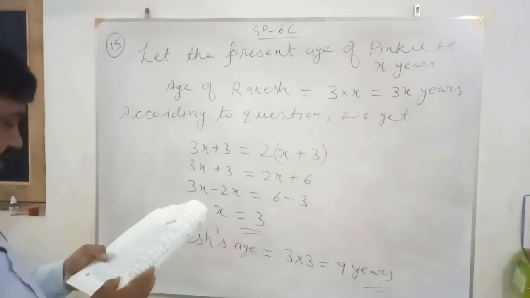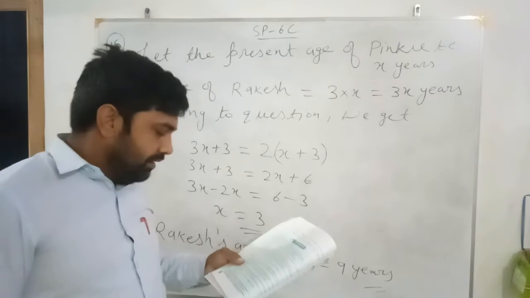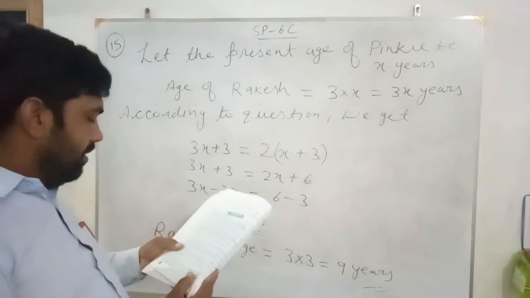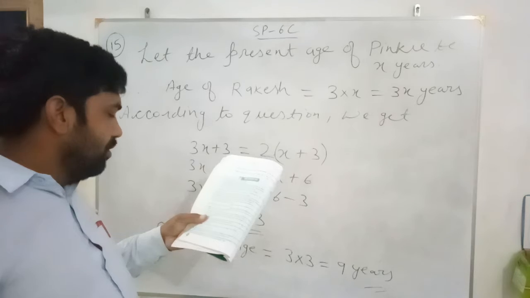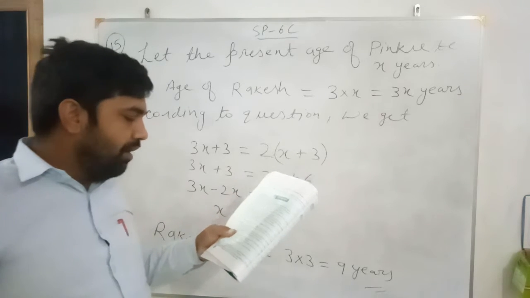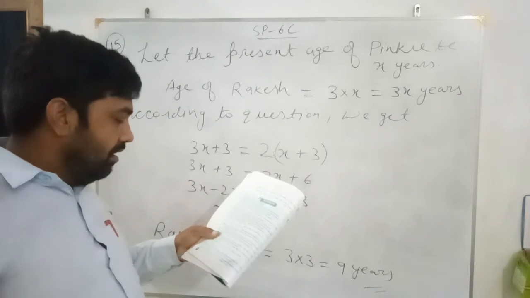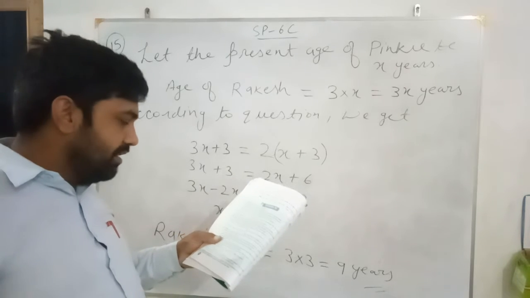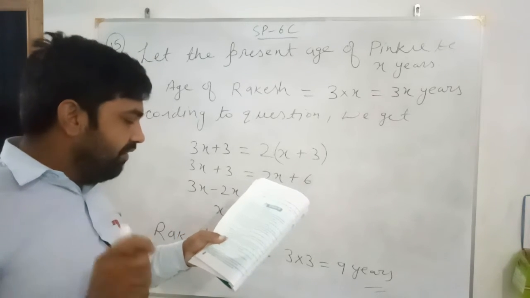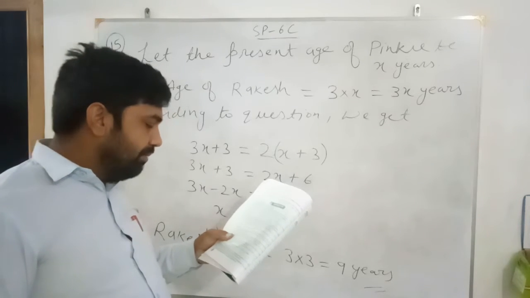Now question number 16 I am leaving for homework, so try it on your own, but I am explaining this question. In basketball, a field goal counts 2 points and a foul shot 1 point. So if there is a field goal, you will secure 2 points, and if it is a foul shot, you will get 1 point.